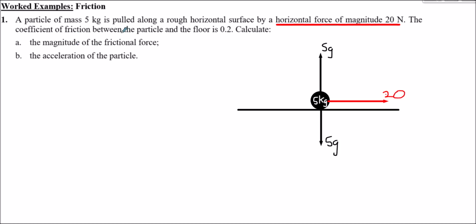The coefficient of friction between the particle and the floor is 0.2. So now we need to recall that Fmax equals mu R. Now, because it's being pulled along, because it's moving, this object must be moving to the right by this pulling force, and so we can add in here that the direction of motion must be this way.